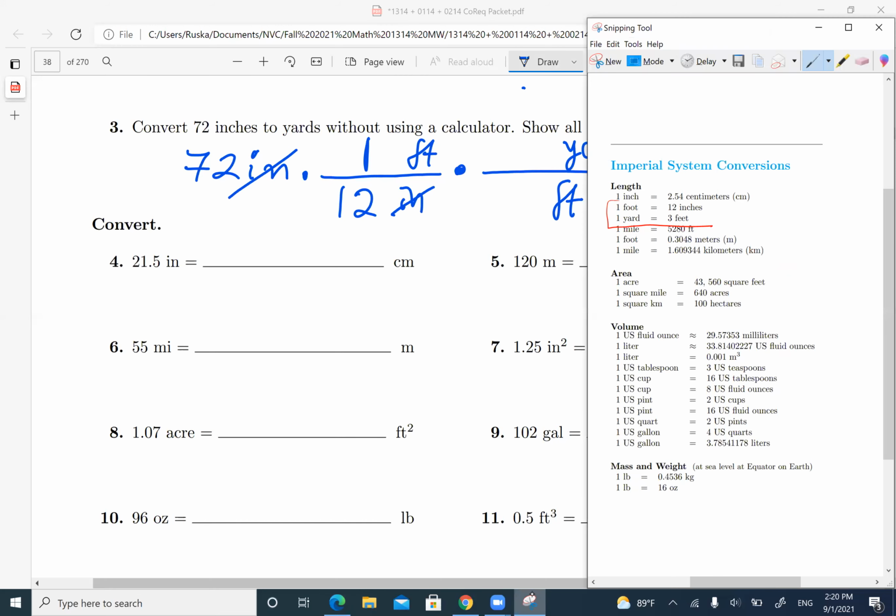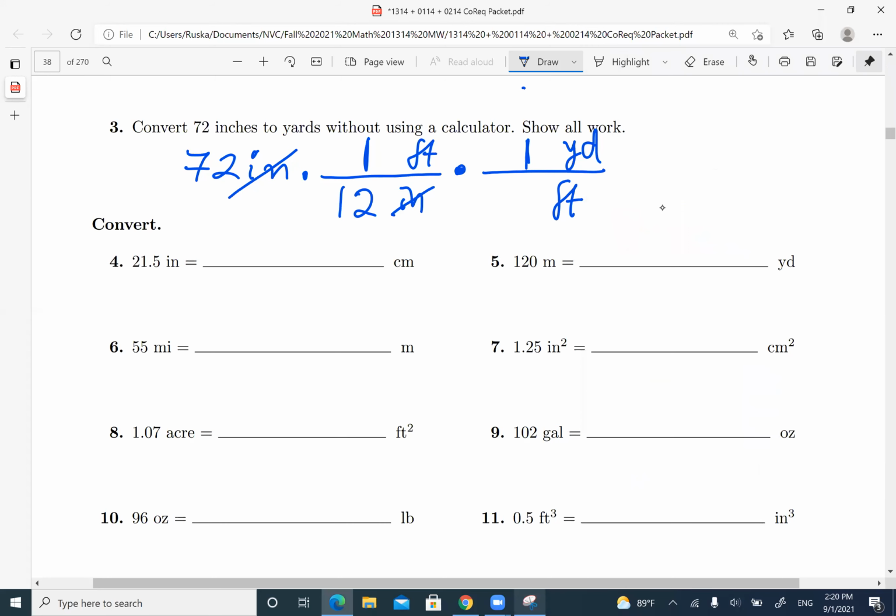So what I know about foot and yard, I know that 1 yard is 3 feet. So I'm going to put 1 yard is 3 feet, right? So everybody understand what's happened? You cancel the feet, and my answer is going to be in yards, okay?